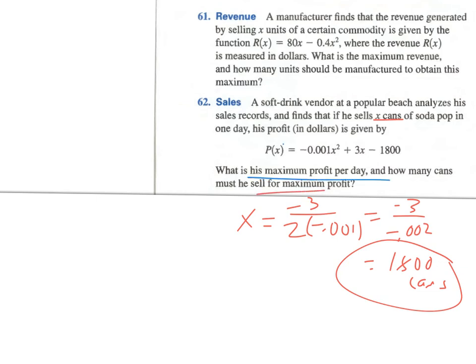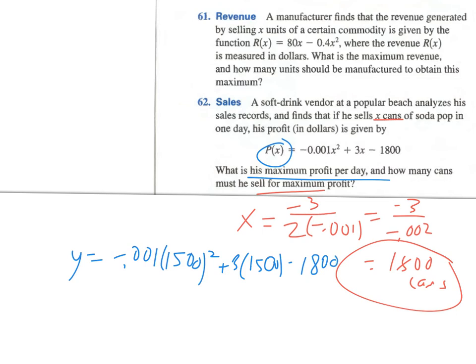And then for the other part, what is his actual max profit, you can see that that's really the y value. So I do need to plug this in. So negative 0.001 times 1,500 squared plus 3 times 1,500 minus 1,800. And so I would just type this all in the calculator. And you get 450, so that would mean that his max profit for the day would be $450 if he sells 1,500 cans.